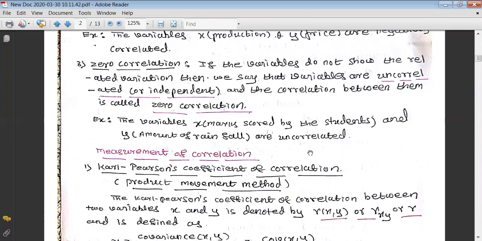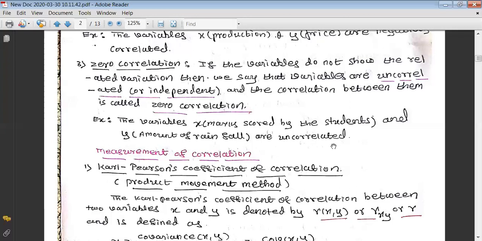For example, if I take the variable X as marks scored by the students and the variable Y as amount of rainfall, they show zero correlation, or we can say the variables are uncorrelated, because the marks scored by the students don't affect the amount of rainfall, and conversely, the amount of rainfall is not going to affect the marks scored by the students. That's why we say that they don't show the related variation. Hence, the variables are uncorrelated or independent, and the correlation between such variables is referred to as zero correlation.